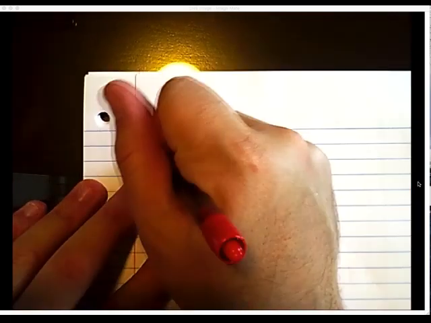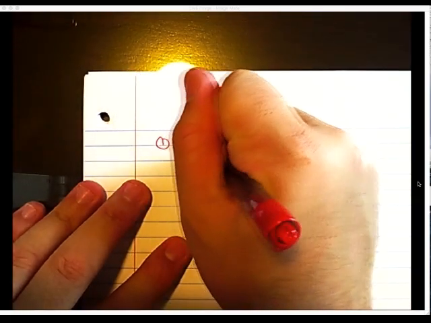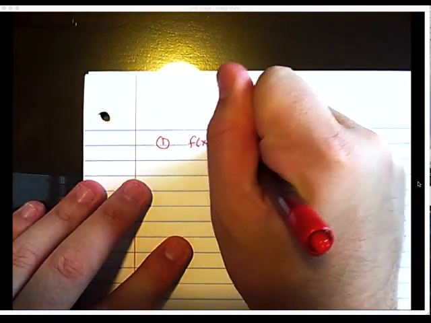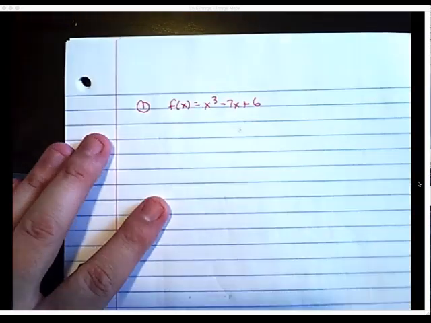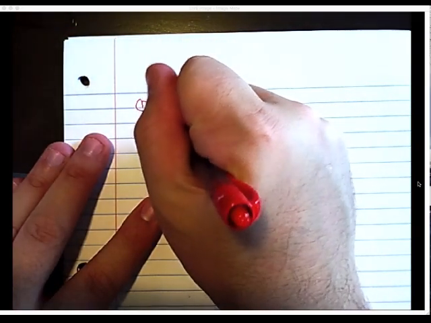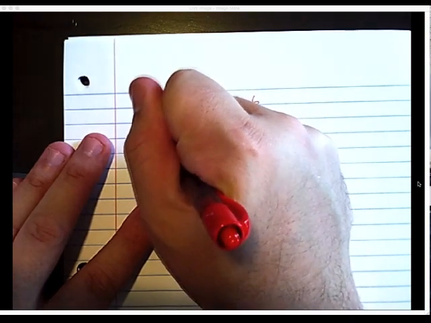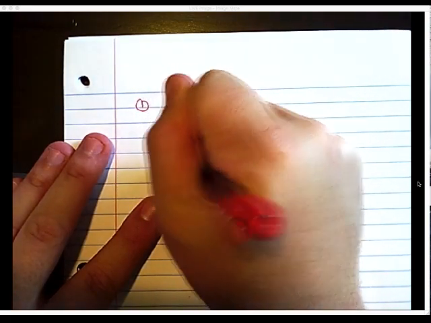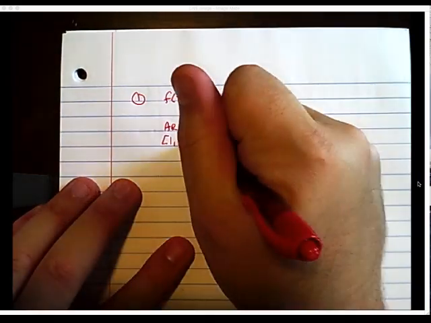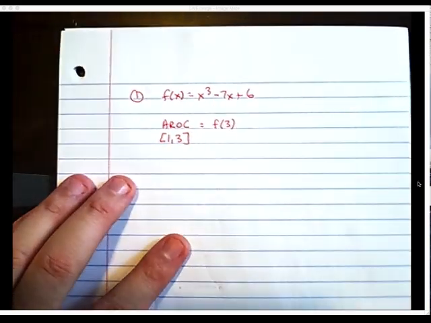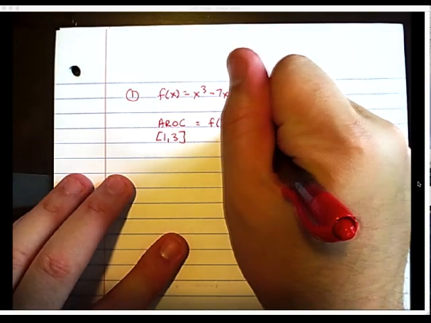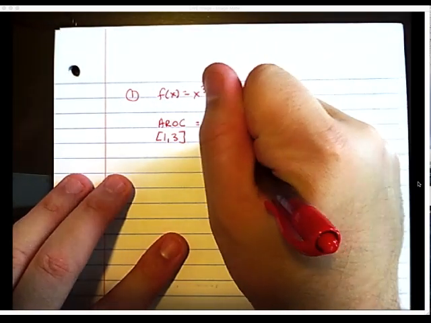I'm just going to do this on another piece of paper. So the function is x cubed minus 7x plus 6. If I wanted to find the average rate of change on the interval 1 to 3, then what would I do? I would just take the slope of the secant line. So I would do f of 3 minus f of 1 over 3 minus 1.